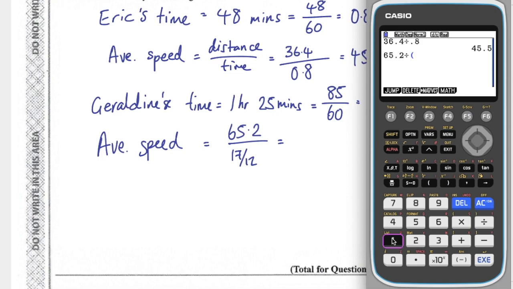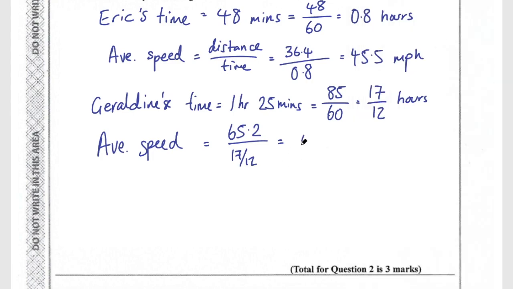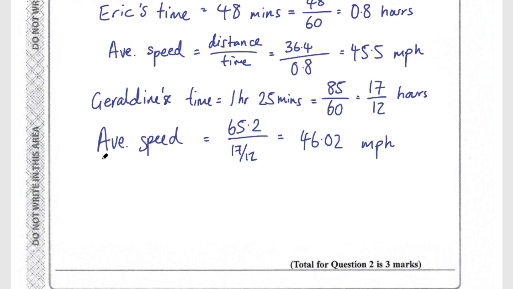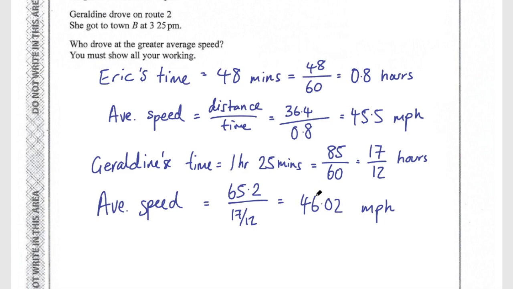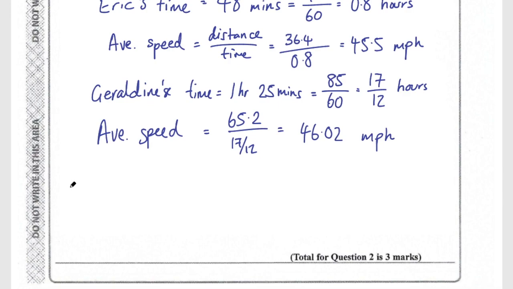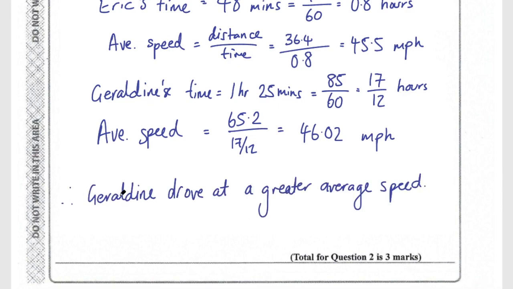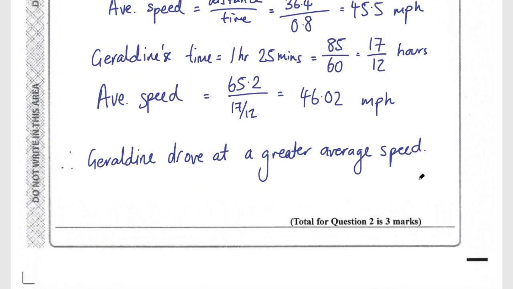75.2 divided by 17/12, and that's going to equal 46.02 approximately, 46.02 rounded off, and that's in miles per hour as well. Okay, so we have an average speed for Eric and an average speed for Geraldine, and we can see Geraldine's average speed is clearly greater than Eric's, so we can say therefore Geraldine drove at a greater average speed. And that's question 2 for 3 marks.